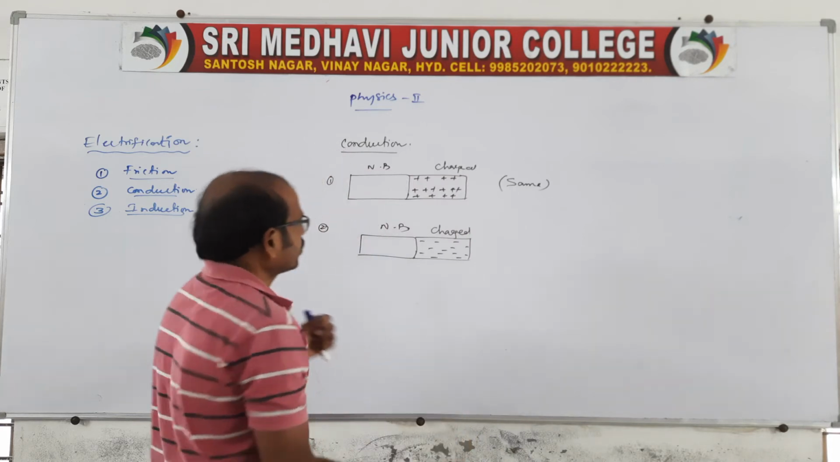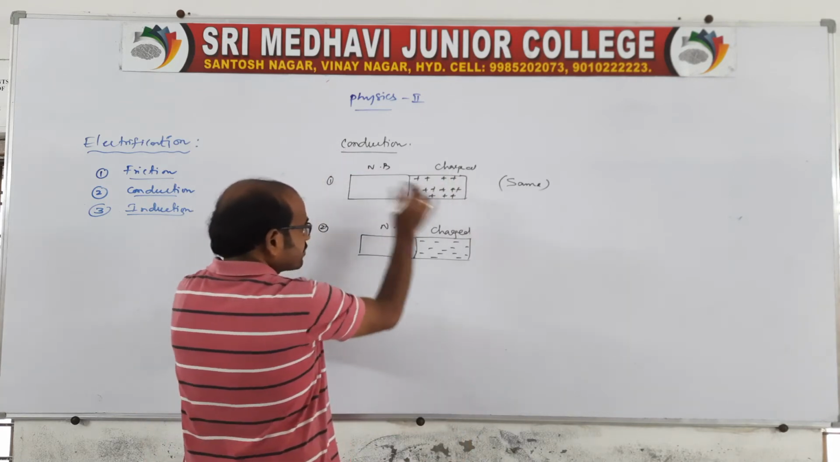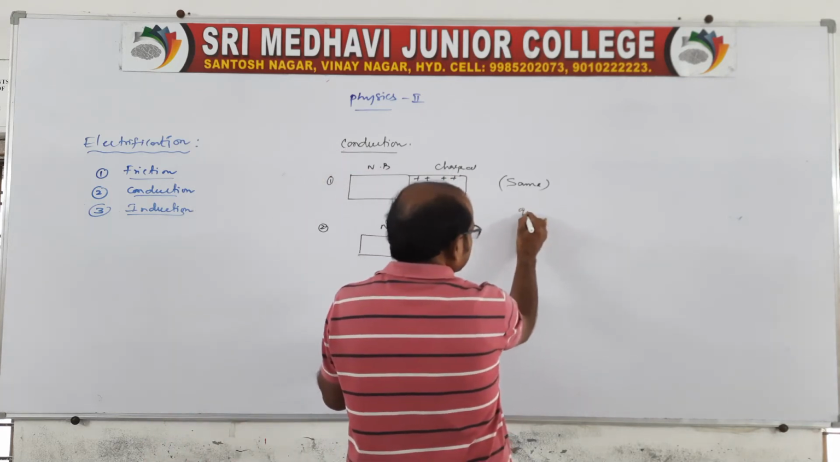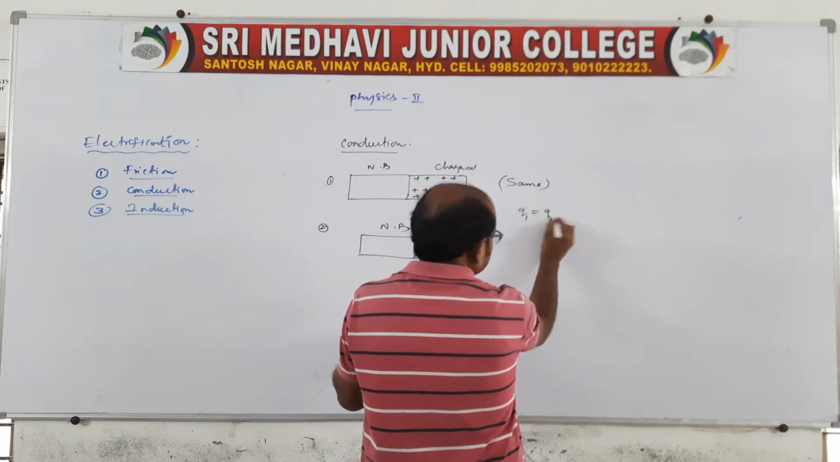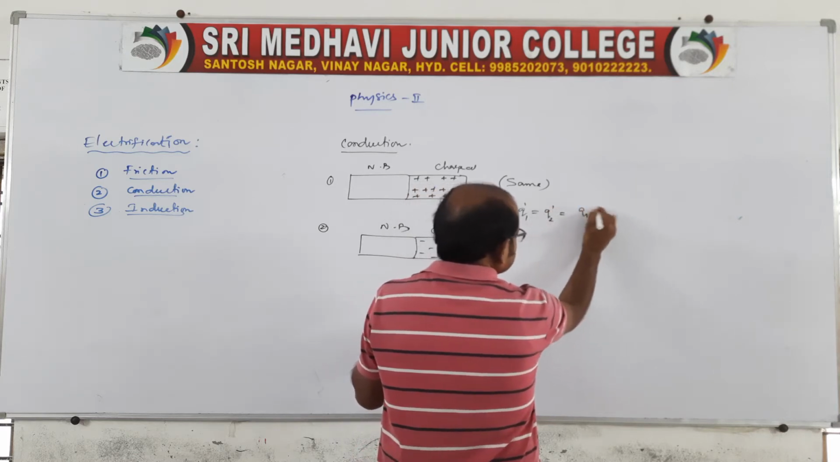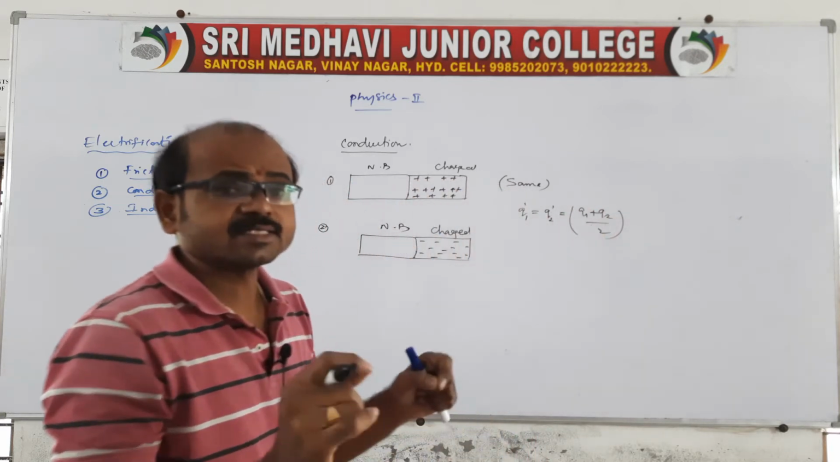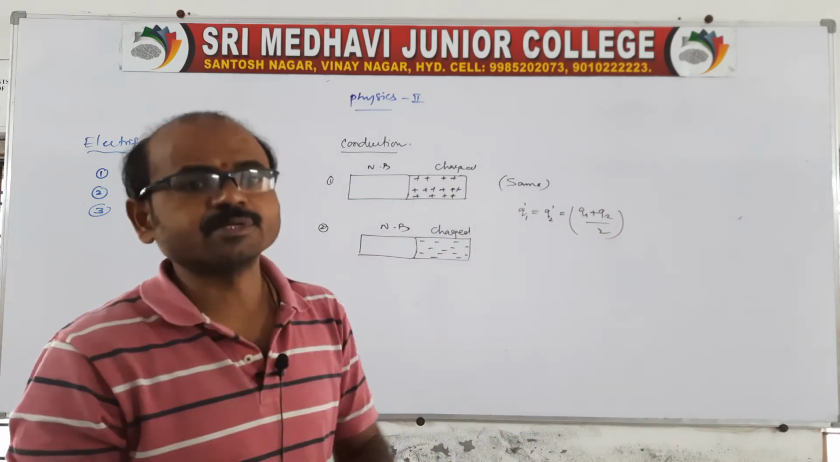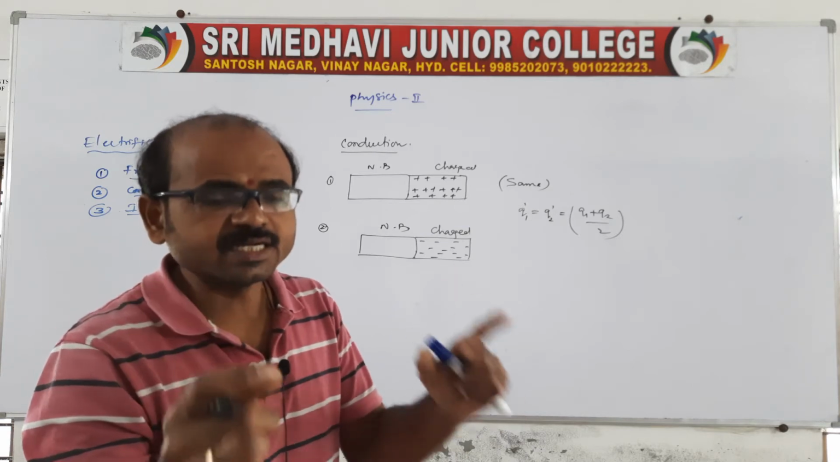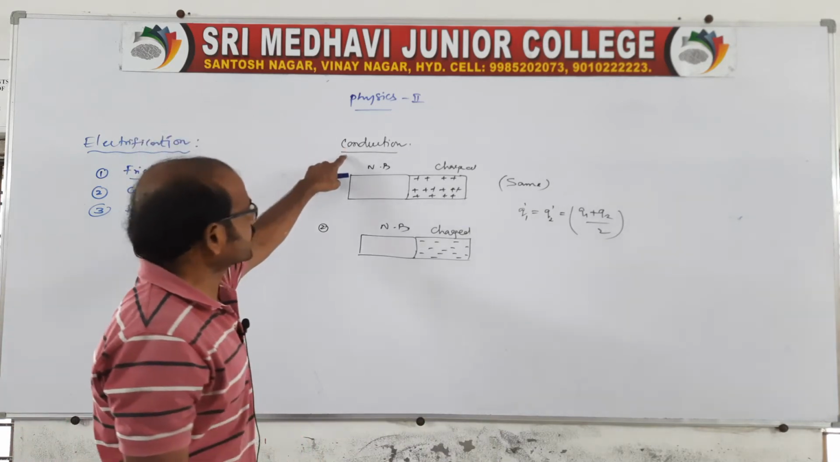That means here, I want to tell you one thing. Suppose the charge is equally distributed after conduction: Q1 dash is equal to Q2 dash is equal to (Q1 plus Q2) by 2. Both will acquire the same nature, and as well as the charges are equally distributed. This method is nothing but conduction.